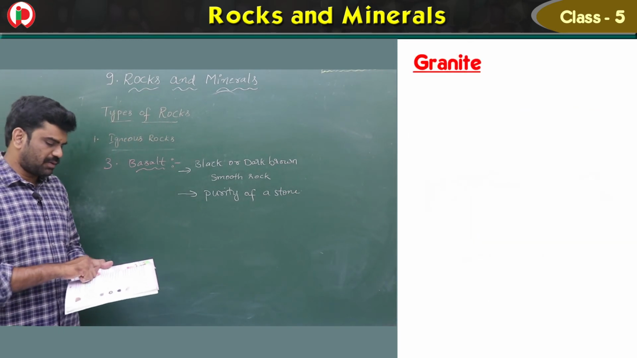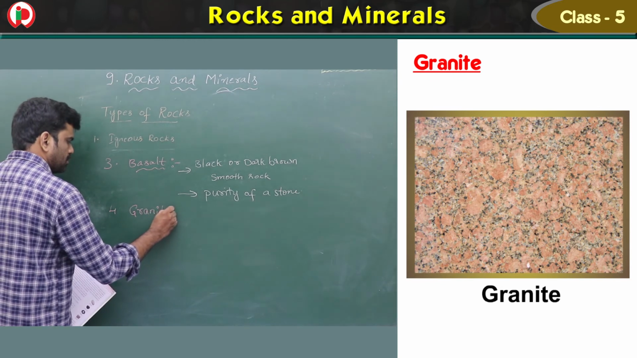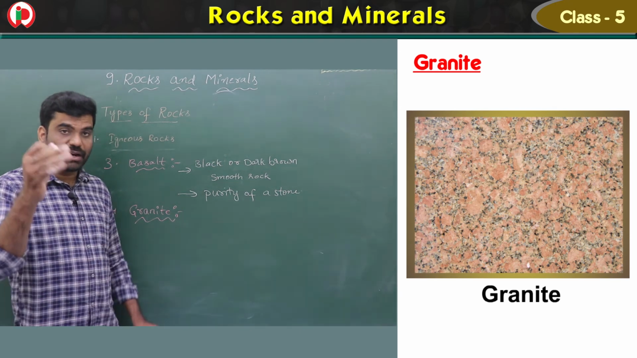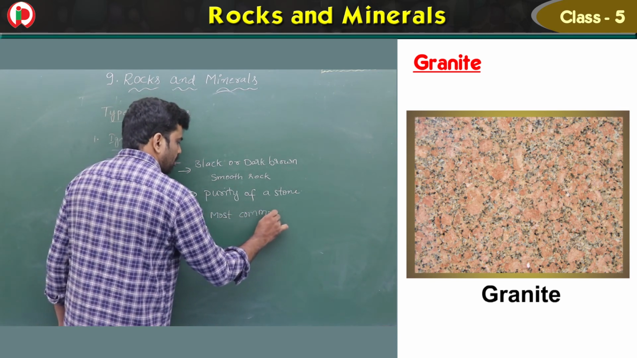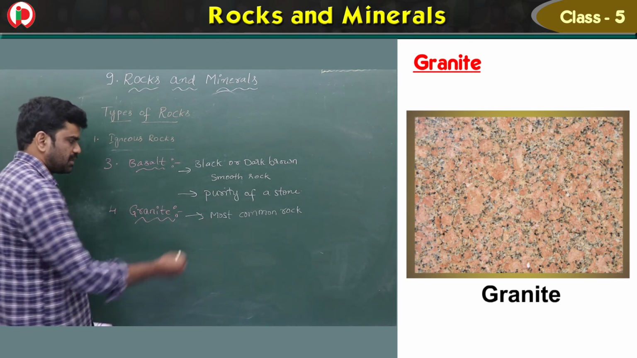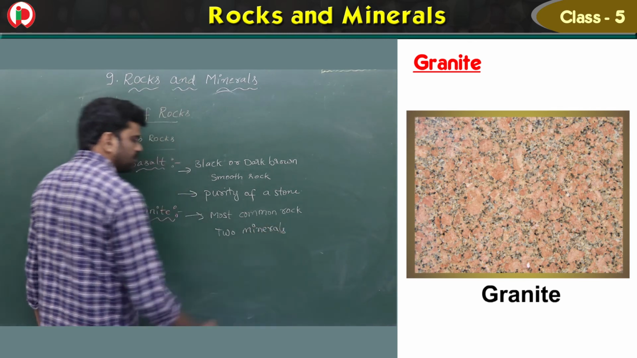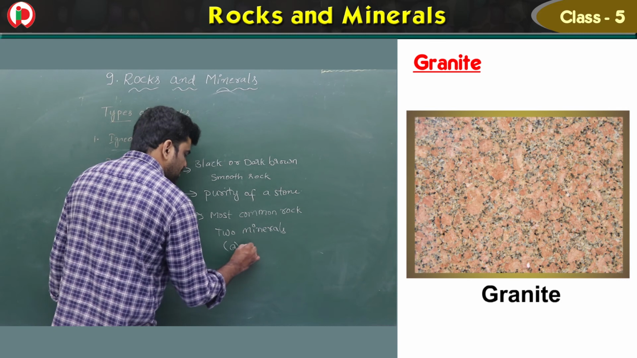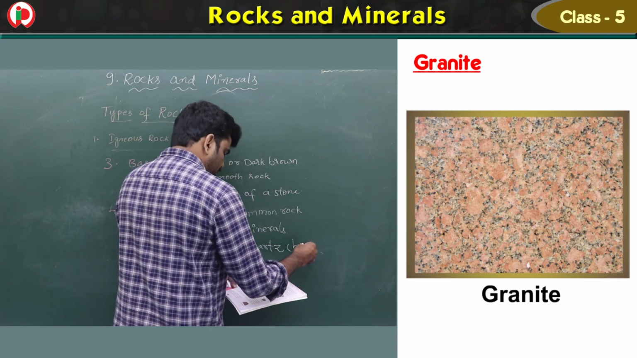Next one is granite. Fourth one is granite. Now you see the granite, children. It is the most common rock. Granite is the most common rock. It contains mainly two minerals, children. What are those two minerals? One is quartz and the second one is feldspar.